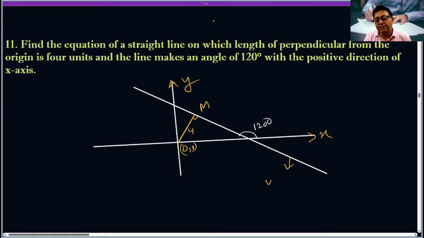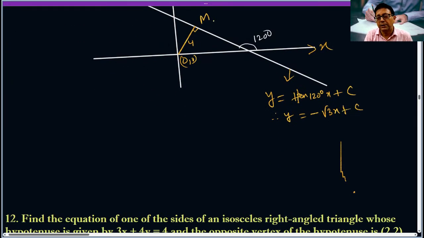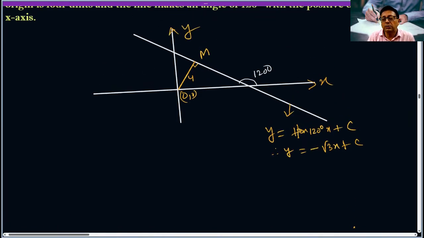Let the line be y equal to tan 120 x plus c. So tan 120 is minus root 3. You all know it. This plus c. Am I correct? Now this you rewrite as root 3 x plus y.